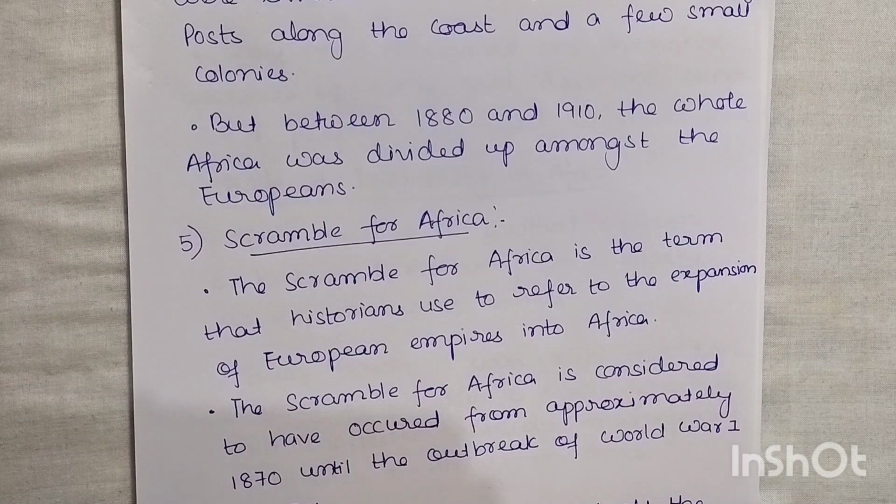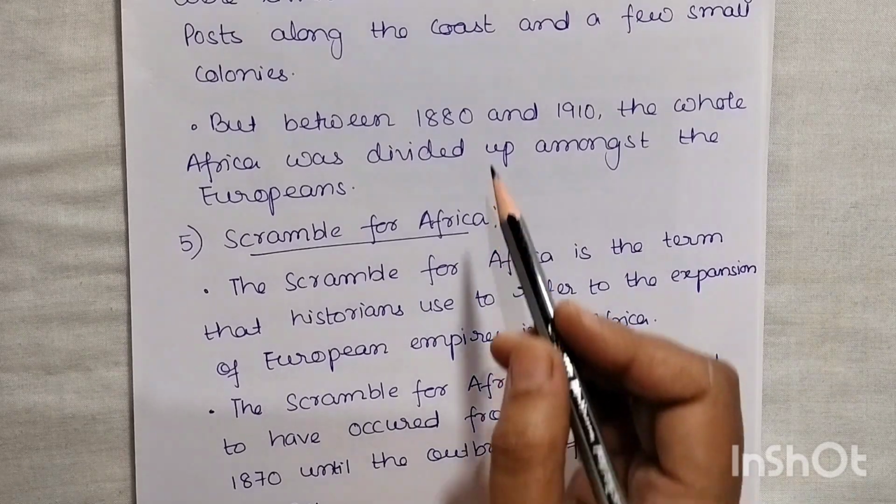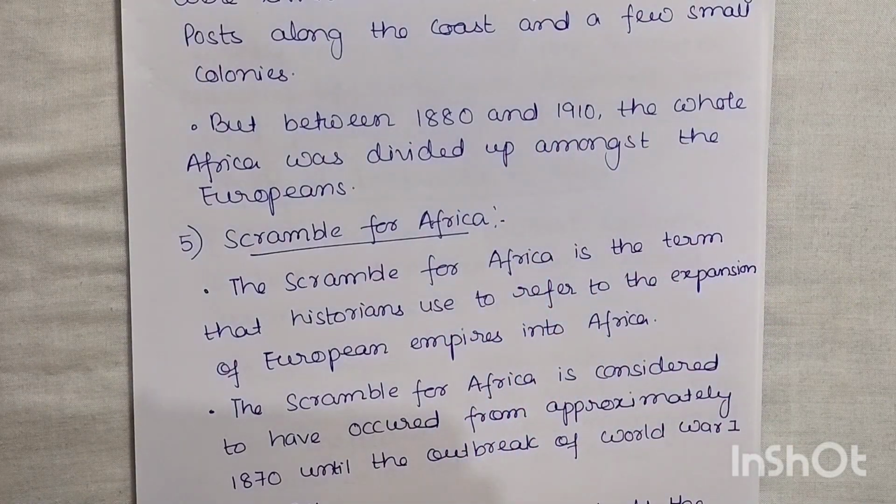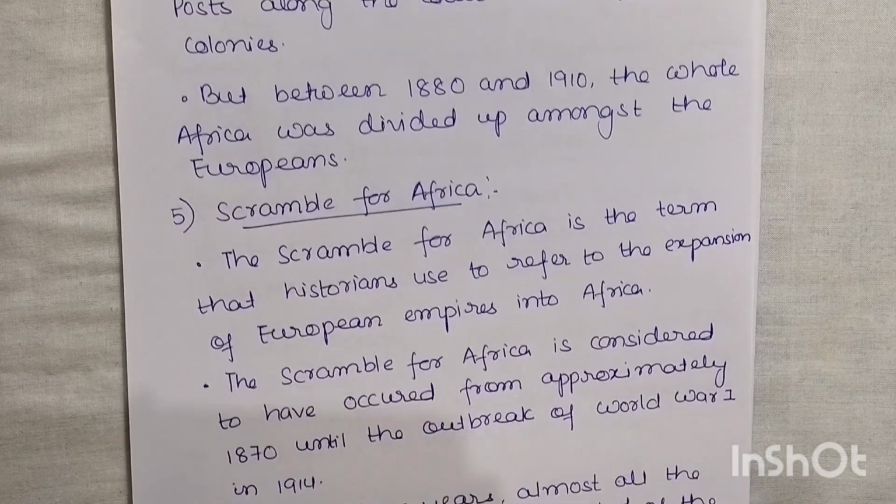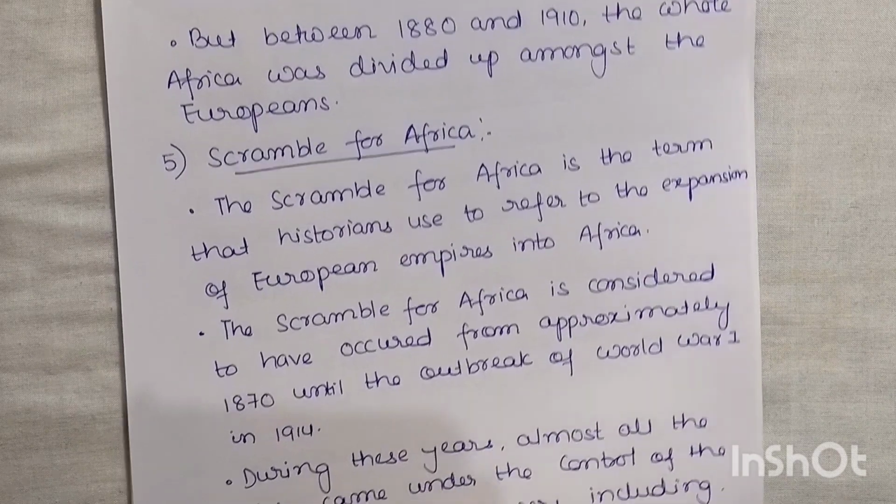But between 1880 and 1910, the whole of Africa was divided amongst the Europeans. So from 1880 to 1910, what happened? Whole Africa was divided among the Europeans. Other countries also came and dominated. They captured Africa.